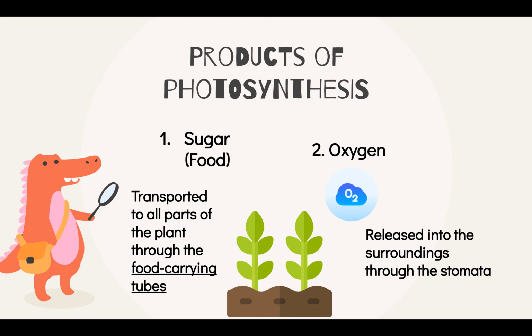So with all 3 conditions, the plant is ready to photosynthesize to produce 2 products: sugar, which is food for plants, and oxygen. How are they released? The sugar is transported to all parts of the plant through food-carrying tubes to produce energy. Oxygen is released into the surroundings through the stomata.